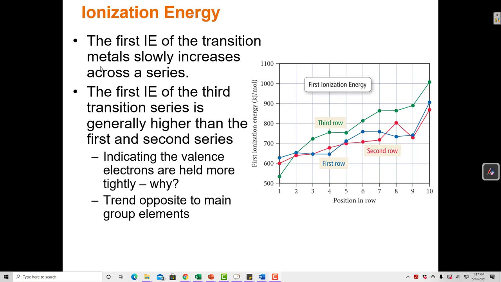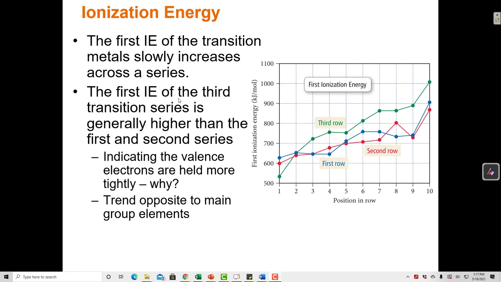So we see that the first ionization energy of the third transition series is generally higher than the first and second series. So that's opposite than we would expect, and it indicates that the valence electrons are held more tightly. And usually what we see is that as atoms get bigger and bigger and bigger, the valence electrons are held less tightly because of all of the shielding from the electrons underneath. So why is it that the electrons in the third row of the transition series seem to be holding on more tightly to their electrons than we would otherwise expect?